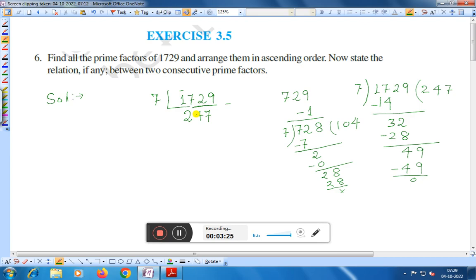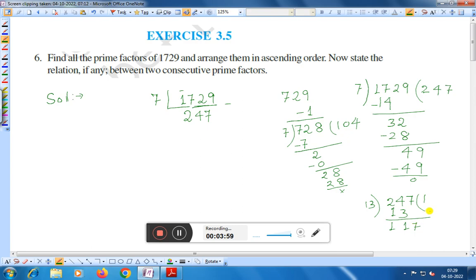Now, we see by which number 247 can be divided. Is it divisible by any other number? It is not divisible by 7. It will be divisible by 13. We will divide 247 by 13. 13 times 1 is 13. 24 minus 13 is 11. Bring down 7, making 117.